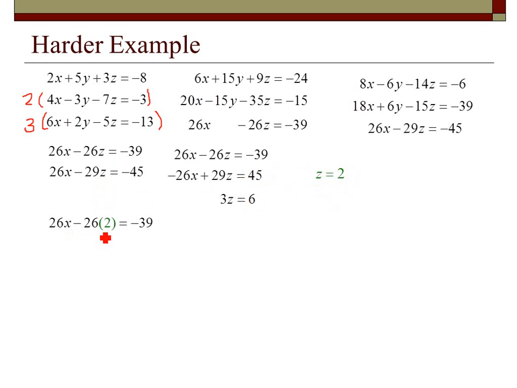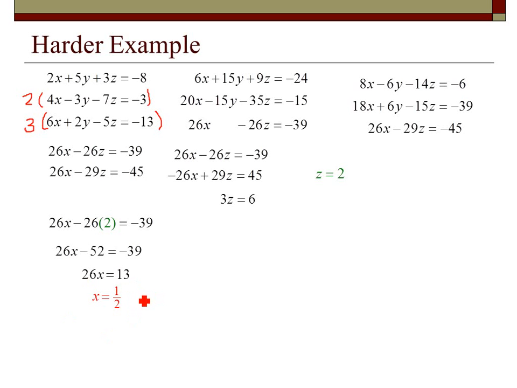So I got 26x minus 52 equals negative 39. Add 52 to both sides. I got 26x equals 13. And I get x equals a half. And that's probably the worst kind of number you'll end up with as a fraction. So I get a little nervous when I see that fraction. It tells me maybe I should go back and check my algebra. But I do happen to know that the algebra was correct on this.